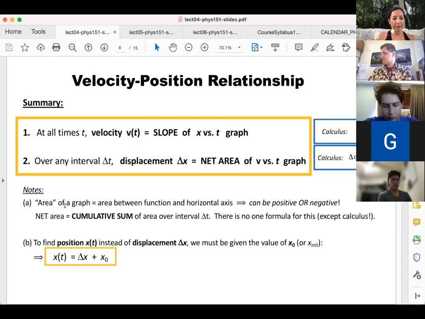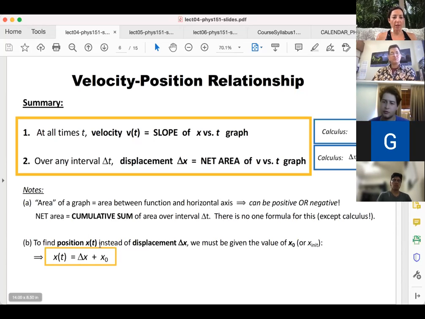Here, the area of the graph is the area between the function and the horizontal axis, so it can be positive or negative. The net area needs to be the cumulative sum of the area over the interval delta t. There is no formula for this, but you need to keep the sign.